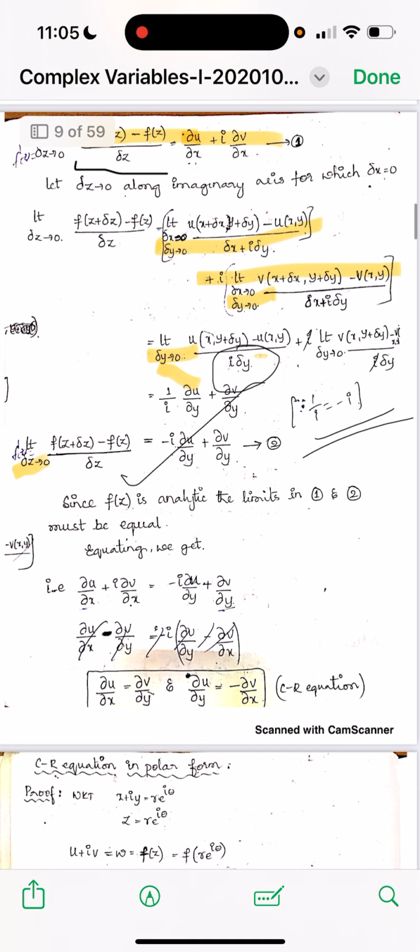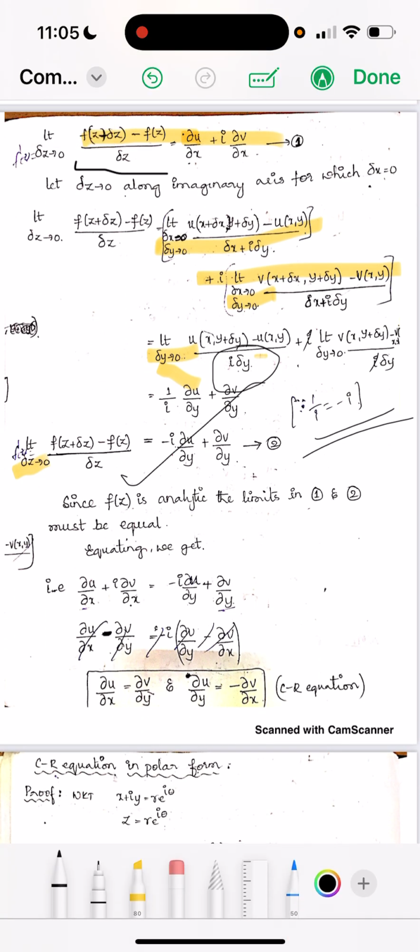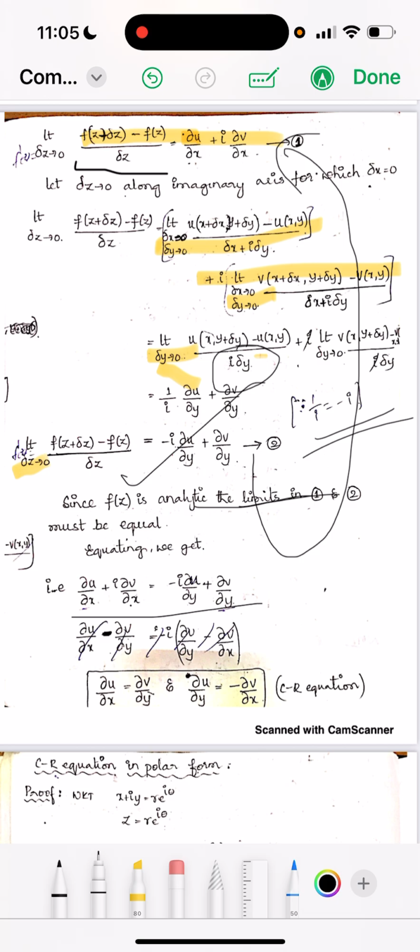Then once you substitute this equation 2 in the first equation, this one into here, these two things should be equal. Equate it. Once you equate it, take the real and imaginary part. The real part is ∂u/∂x, ∂u/∂y. Imaginary part I'll circle it: i ∂u/∂x and minus i. That only you are getting.